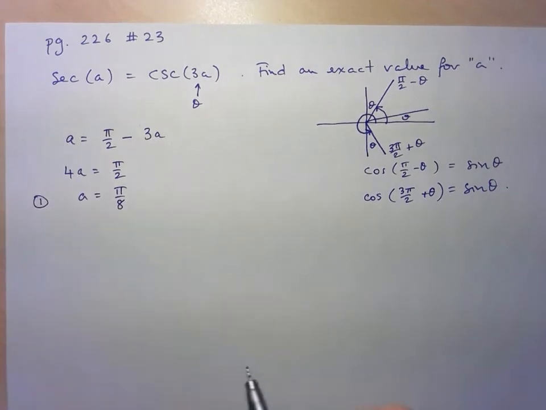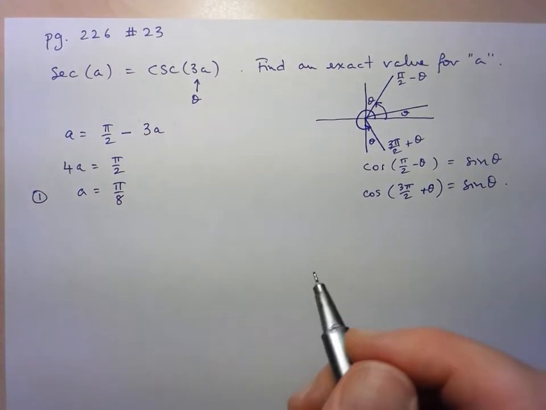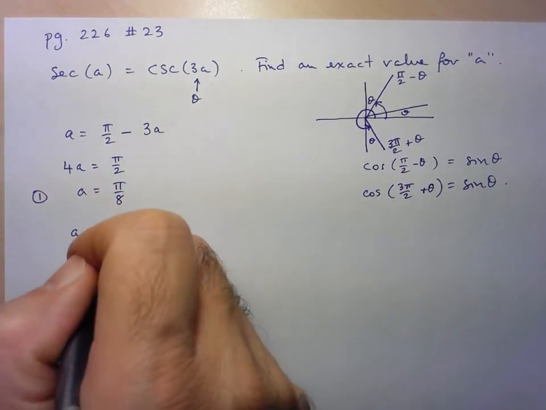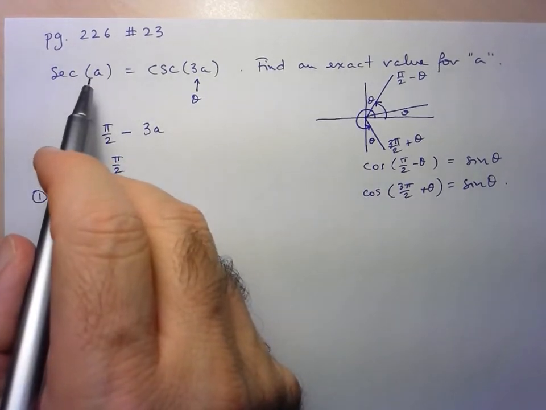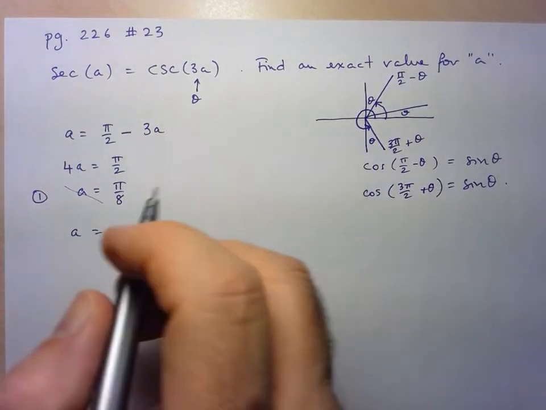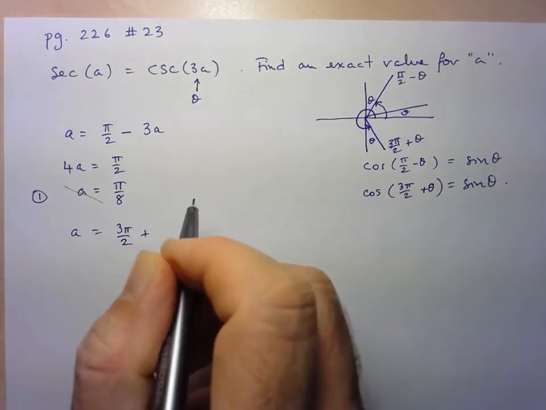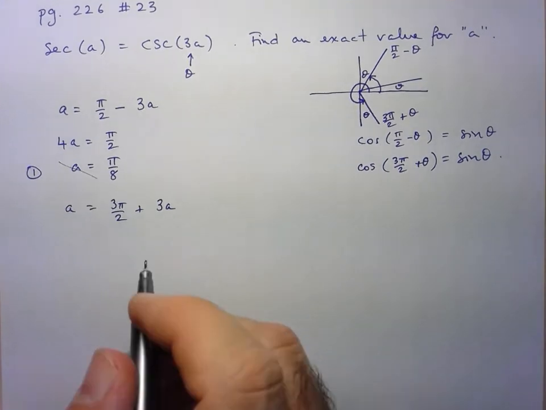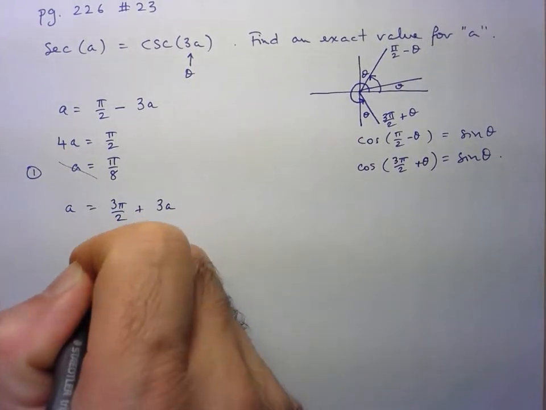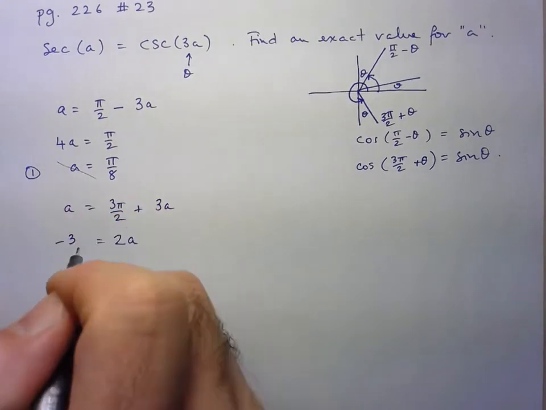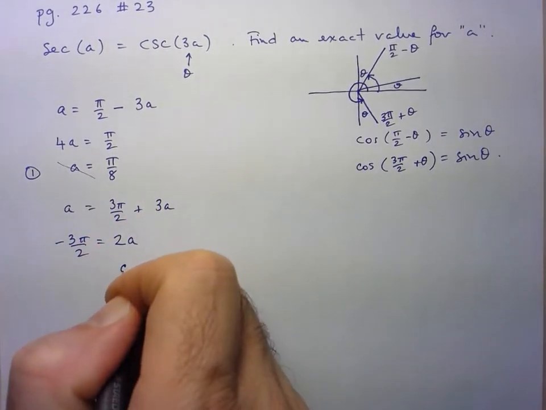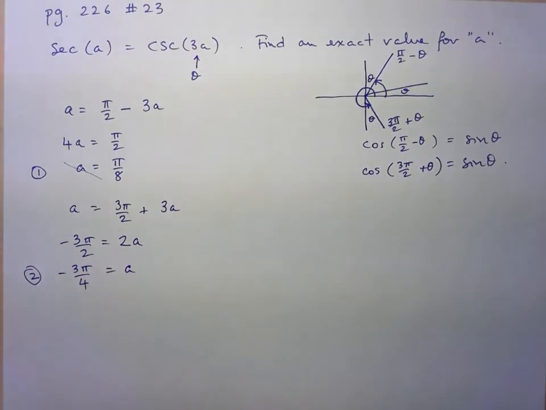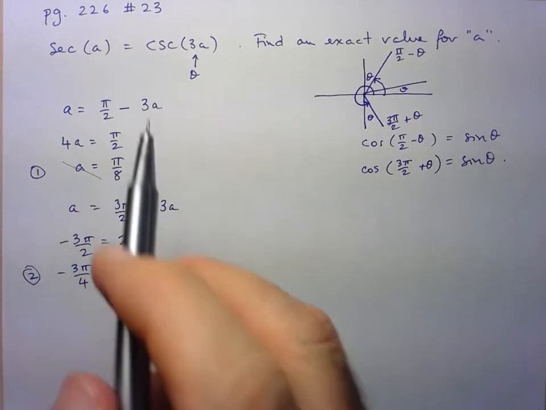So there's one answer, and that could be fine for this question, but let's see how we can find a second answer. In the second option, the angle inside the secant can be equal to 3 pi over 2 plus theta, which in this case is 3 pi over 2 plus 3a. Again, a nice easy linear equation to solve. I'll bring the a to this side, which gives me 2a, and bring the other term to the other side, negative 3 pi over 2. So a can be equal to negative 3 pi over 4. That's a second answer that would be valid as a solution for this equation.